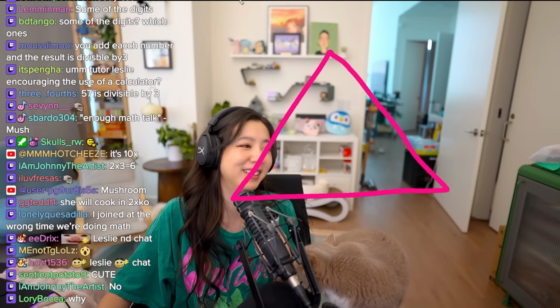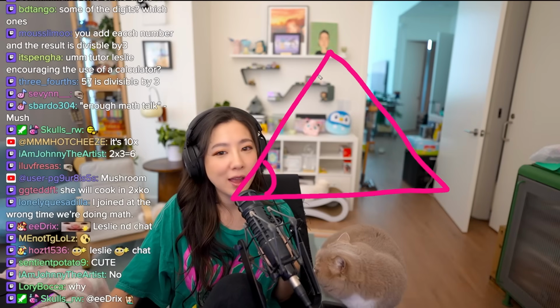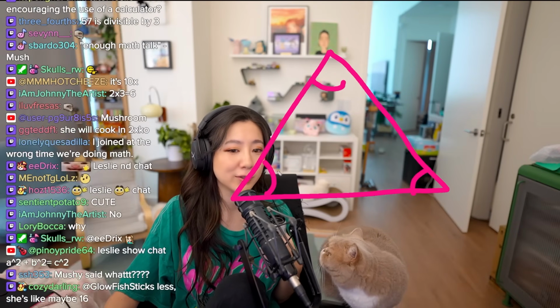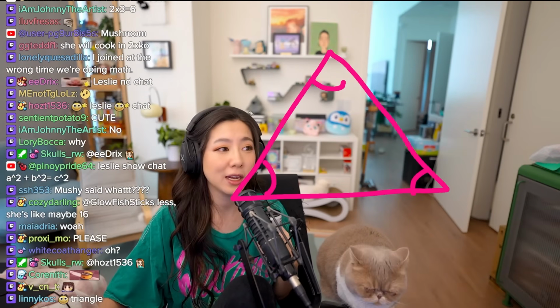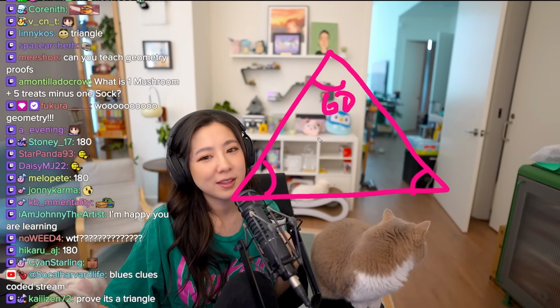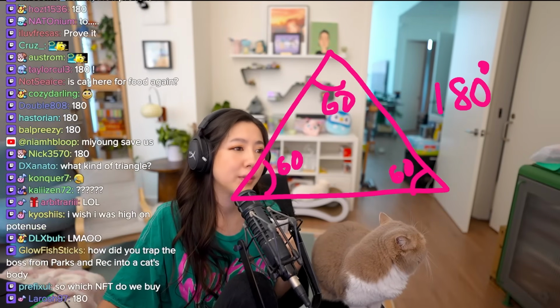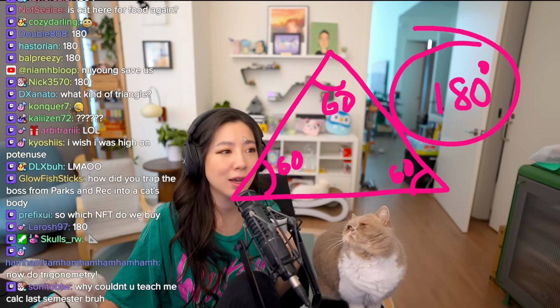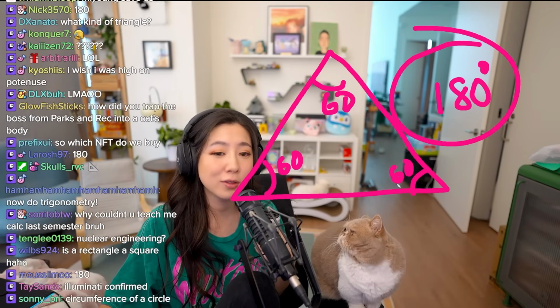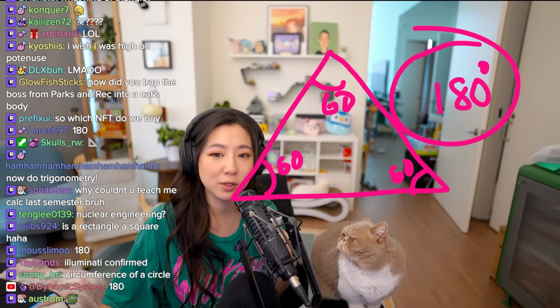Any questions? Who's ready for some geometry? This is a triangle. The interior angles of a triangle always add up to... Well, I believe 60 plus 60 plus 60, which is 180. So the angles of a triangle will always add up to 180.